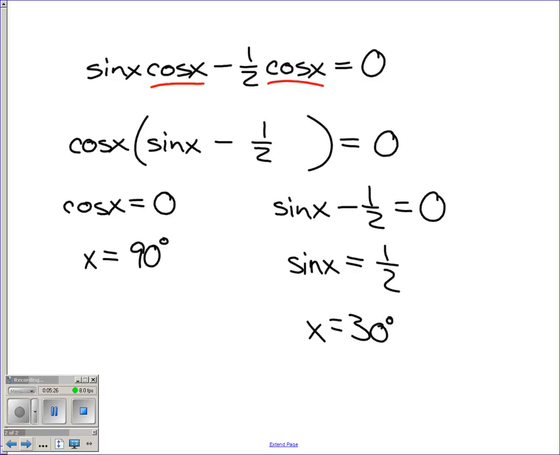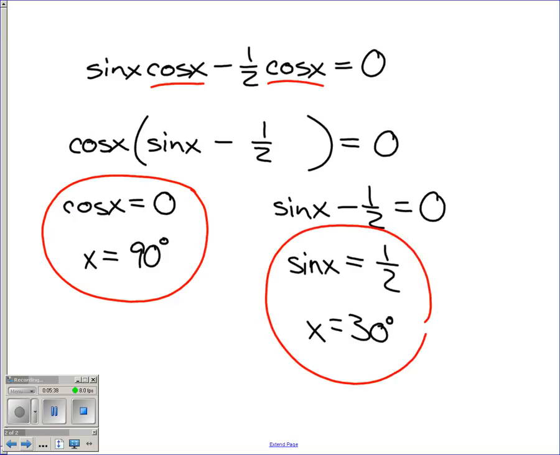30 degrees. So for the first factor, we have cosine of x equal to 0, x is 90. For our second factor, we come up with the equation sine of x equals 1/2, x has to equal 30. Those are our two solutions for this particular equation for principal values. That's it.